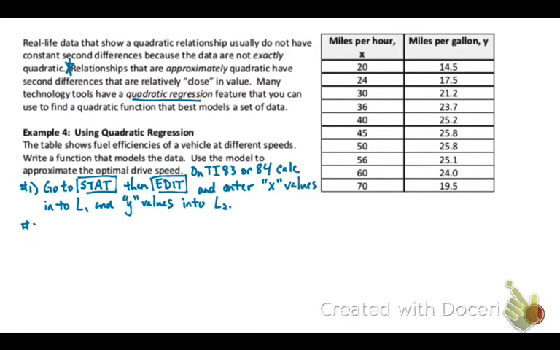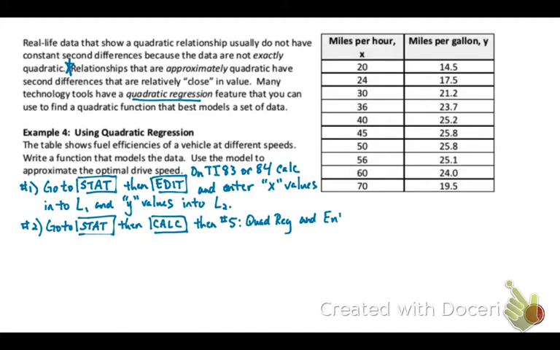All right, now let's talk about the next thing that you want to do. You're going to go back to your Stat menu, and then you're going to arrow over to the Calc key, Calculate. And then you're going to arrow down to number 5 that says Quad Reg, which means quadratic regression, and press Enter.